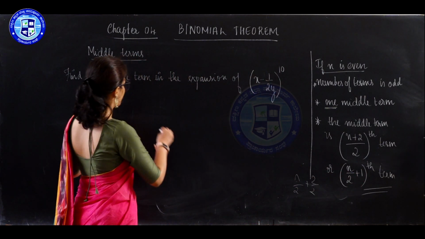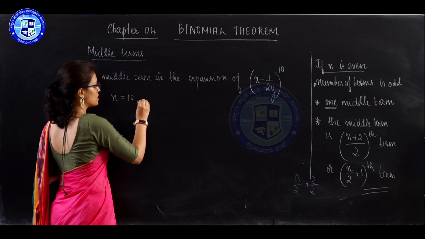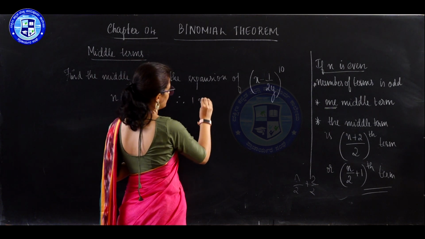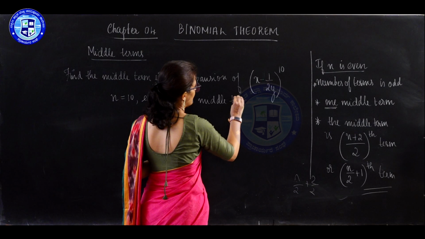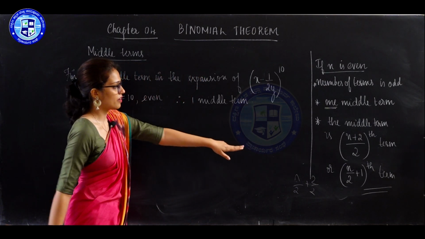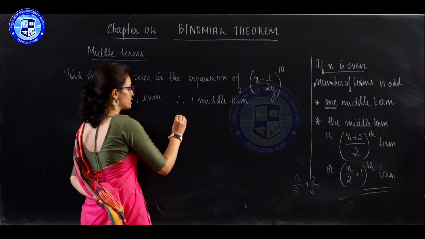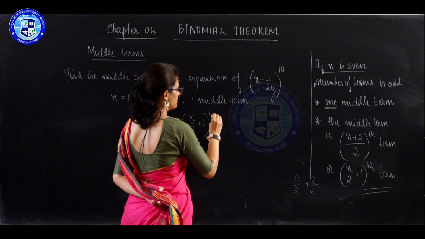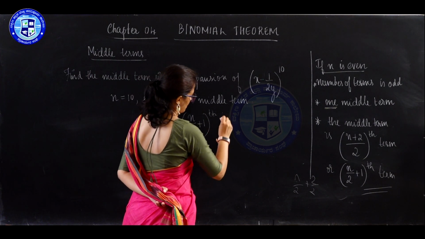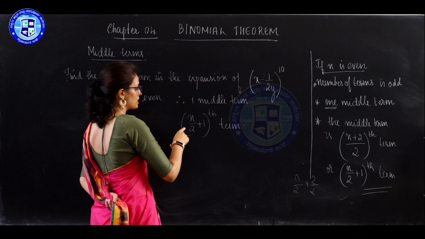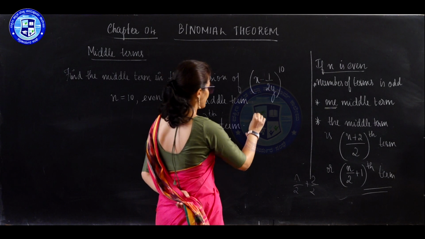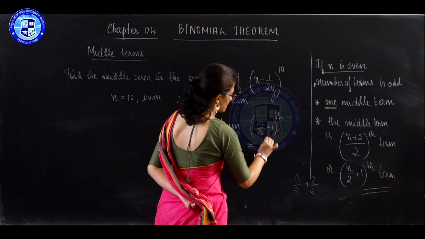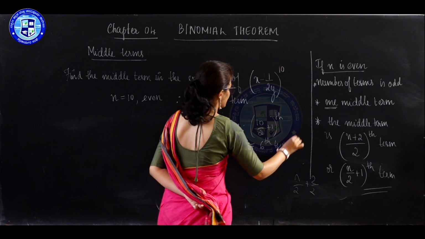Okay? So, let us make a note of this. n is 10, which is even. Okay? Therefore, there is one middle term. And which is this middle term? We have the n by 2 plus 1th term. So, what is the n by 2 plus 1th term? The 10 by 2 plus 1th term. So, this will be the 6th term. So, you are going to find the 6th term.